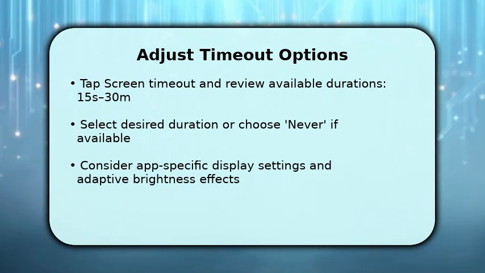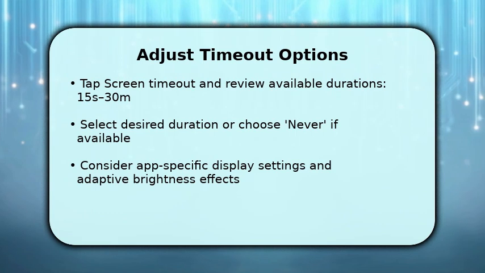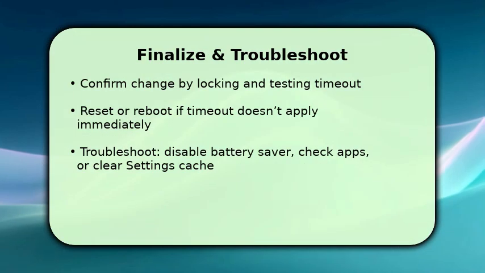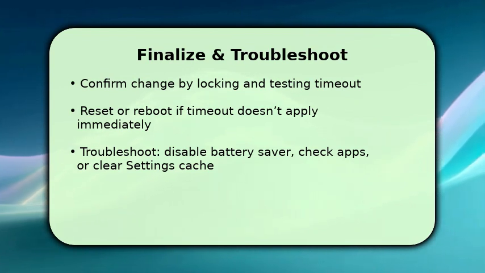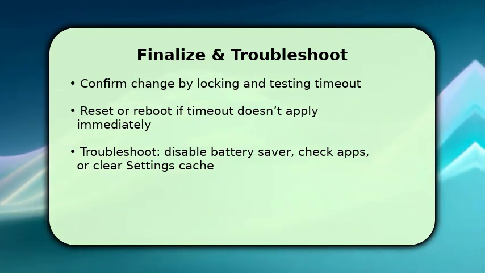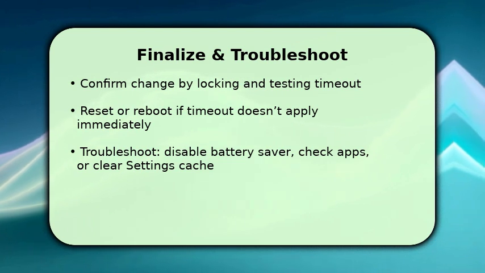After choosing, watch the screen briefly to confirm it stays on for the new period. Finish by locking the phone and testing the new timeout to confirm it took effect. If the change doesn't apply, reboot the device or go back and reselect the duration.